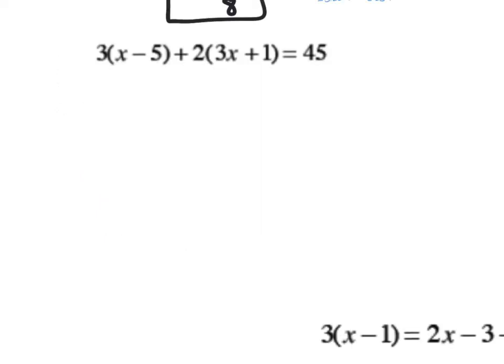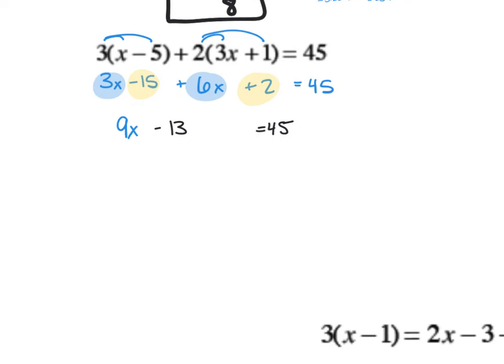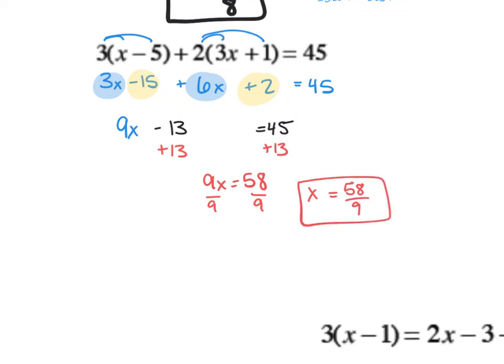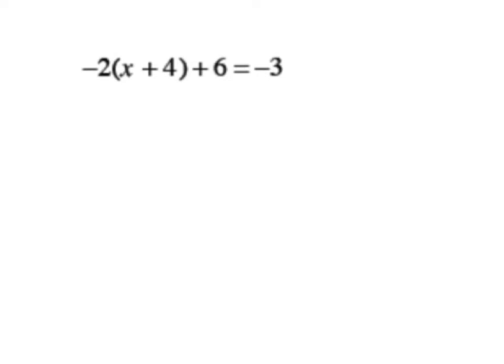Now this next problem that I'm going to look at here does have some work that I can do to one side to simplify it and some like terms that I can combine. So my first step is going to be to distribute the 3 and distribute the 2. Then I can go ahead and combine like terms. I can put the 3x and the 6x together, the negative 15 and the 2 together. And then from there, I'm going to start moving numbers over to the other side to isolate my x. And then I can go ahead and divide by 9 and leave my answer as 58 over 9, which is just fine to do. Let's take a look at a couple more.